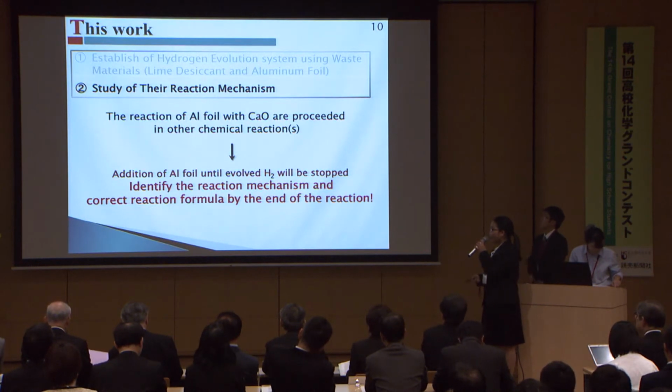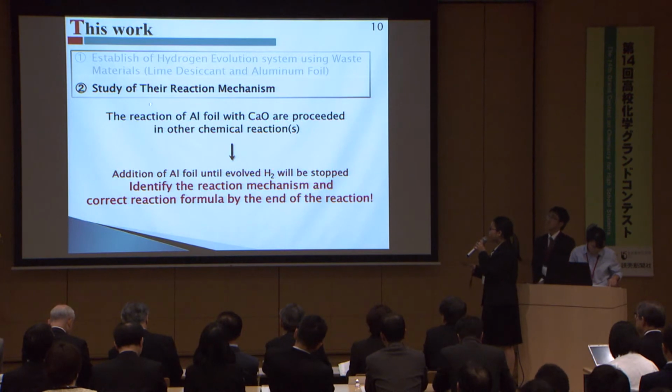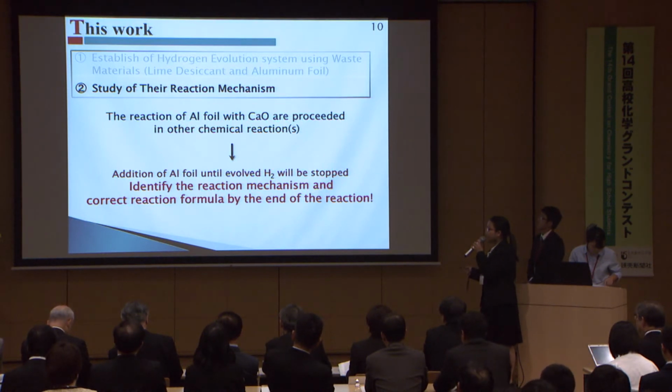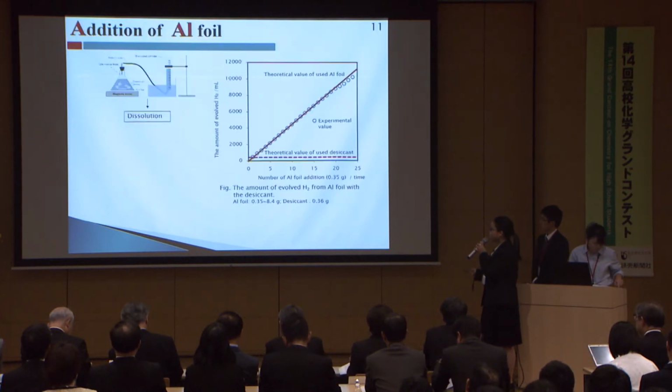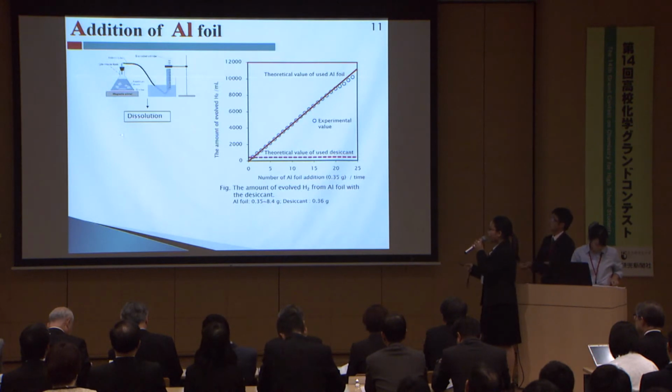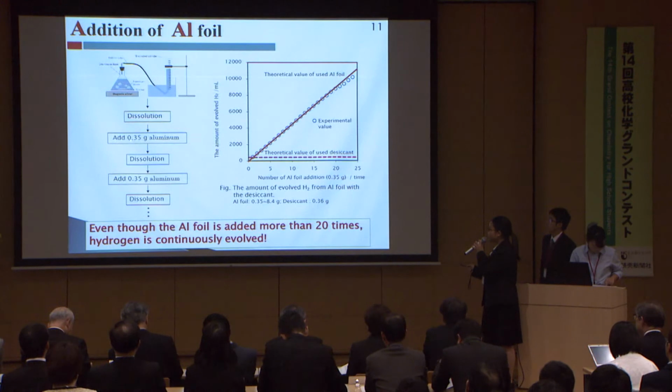Therefore, we investigated the study of their reaction mechanism as a second theme. In order to identify the reaction mechanism, we examined the addition of aluminum foil until the evolved H2 stopped. The experimental scheme is as follows. After distillation, we added 0.35 grams of aluminum foil to stop the evolved hydrogen.